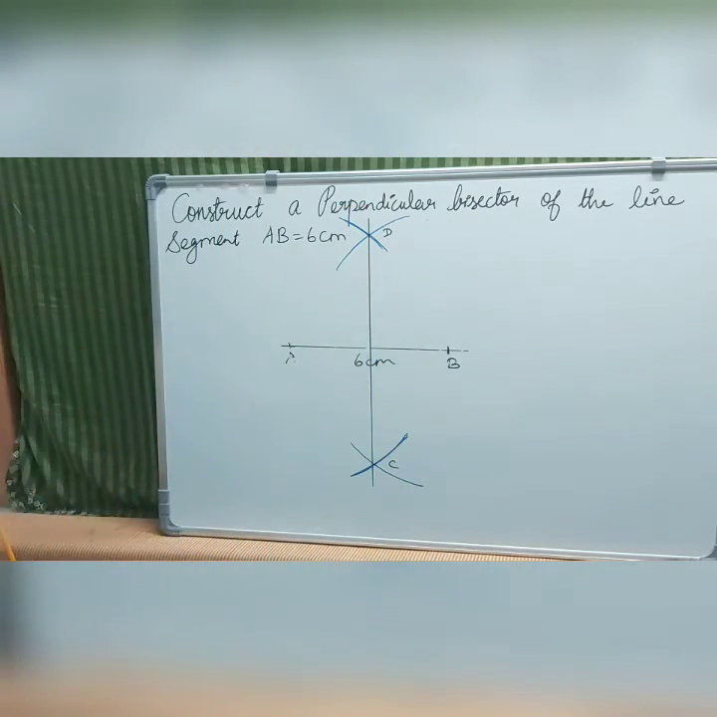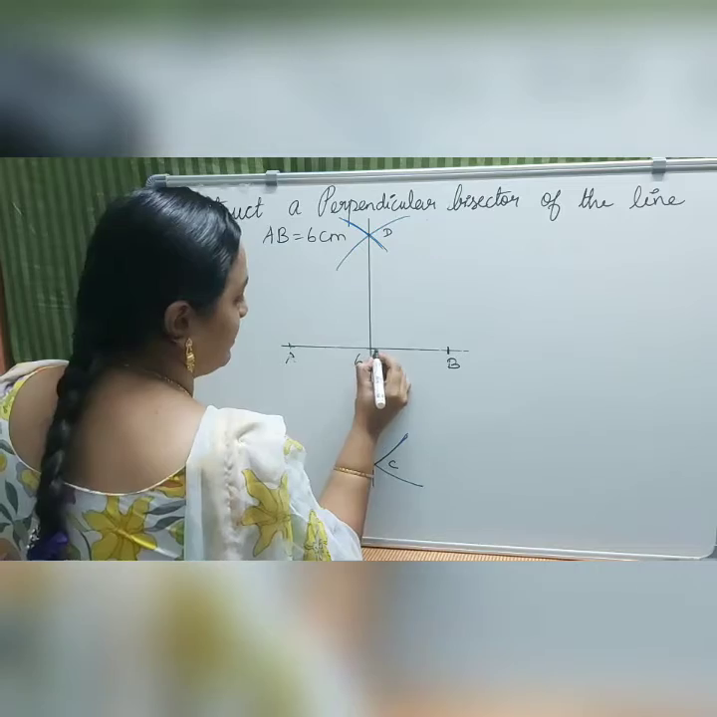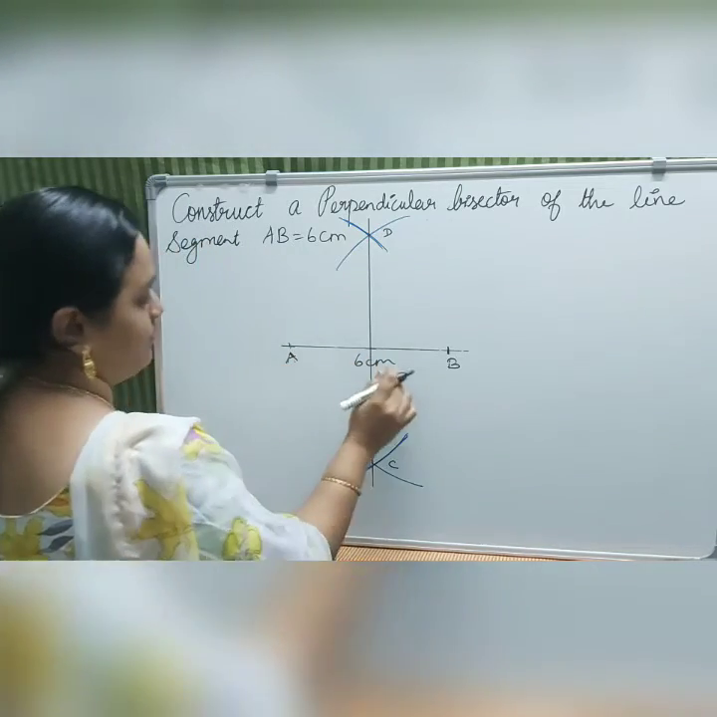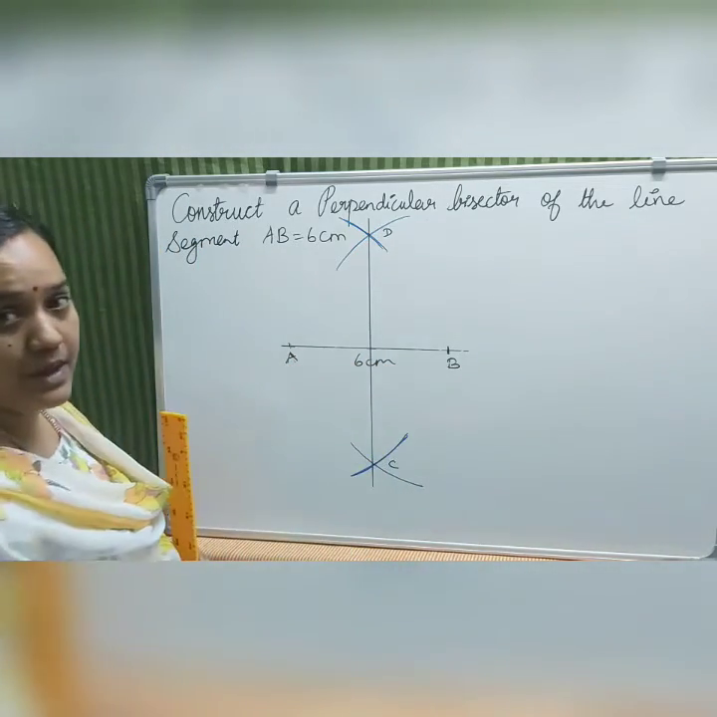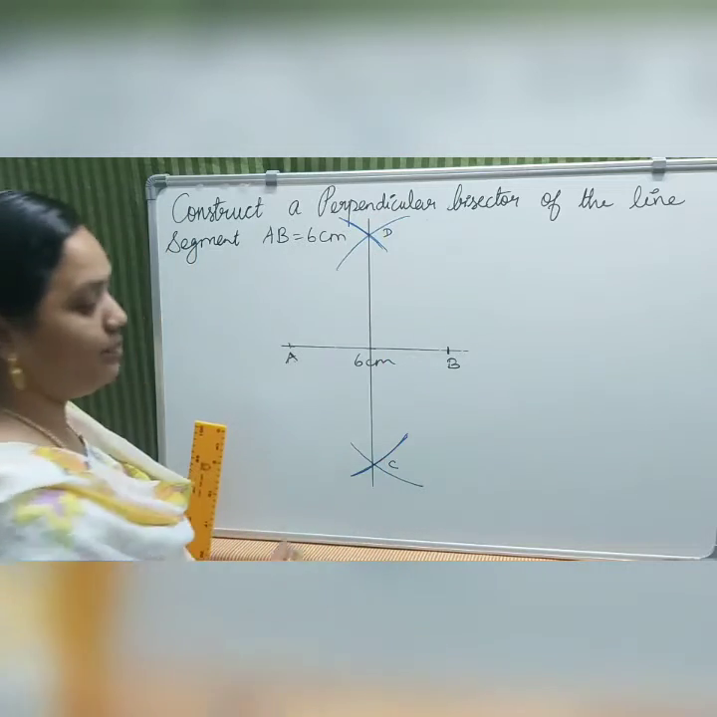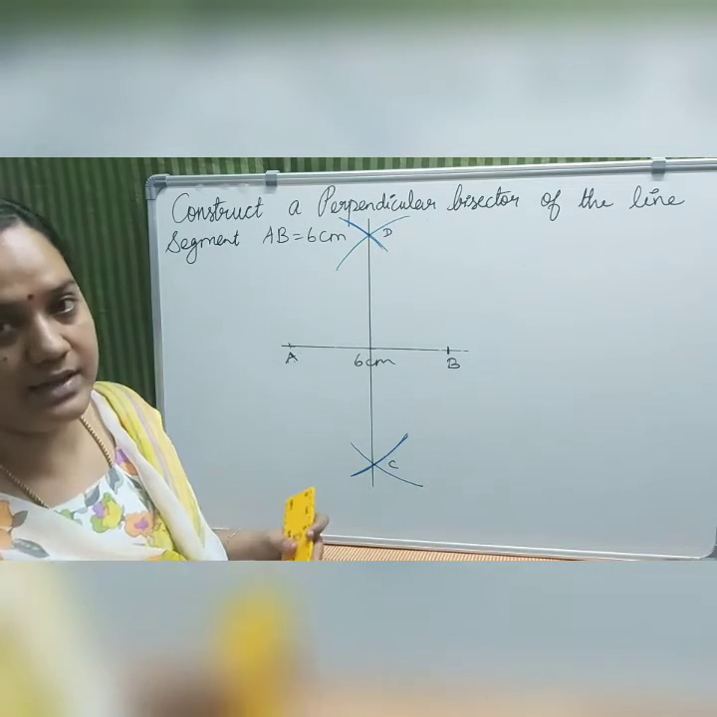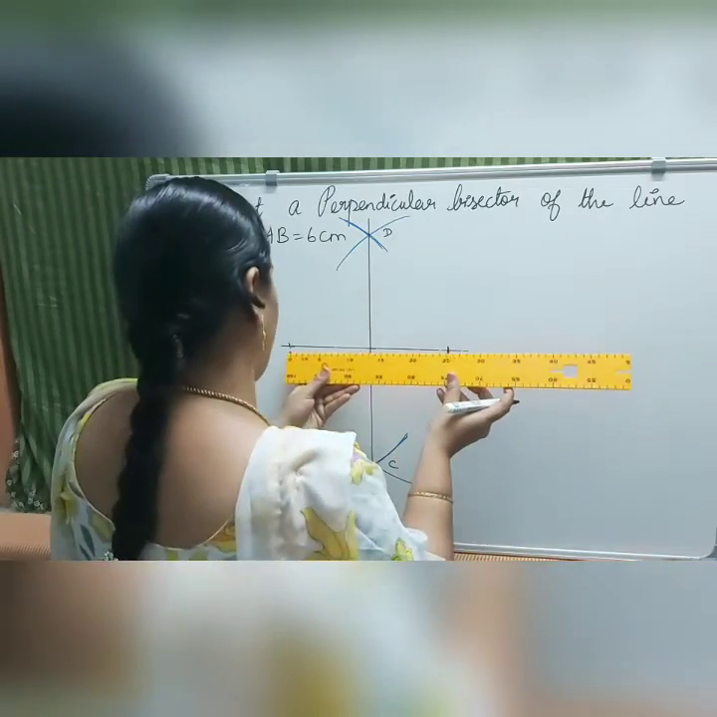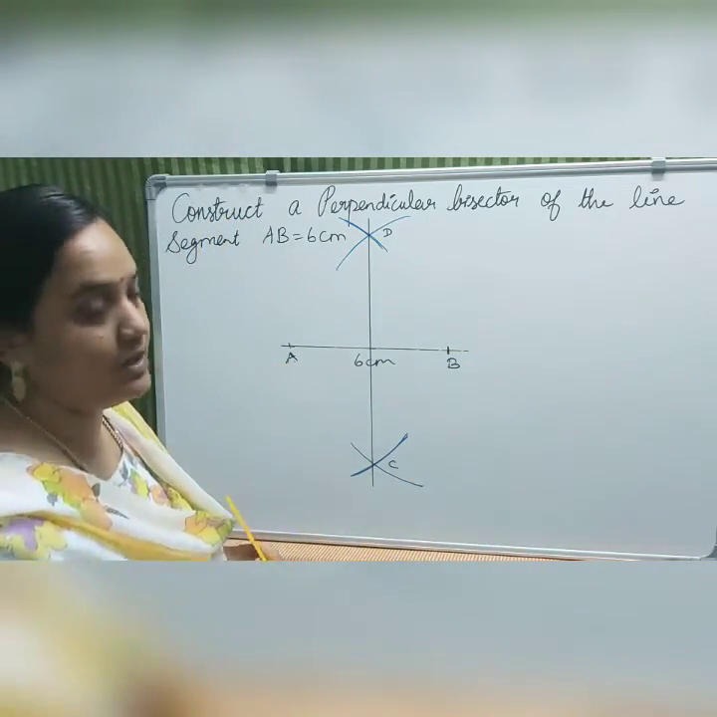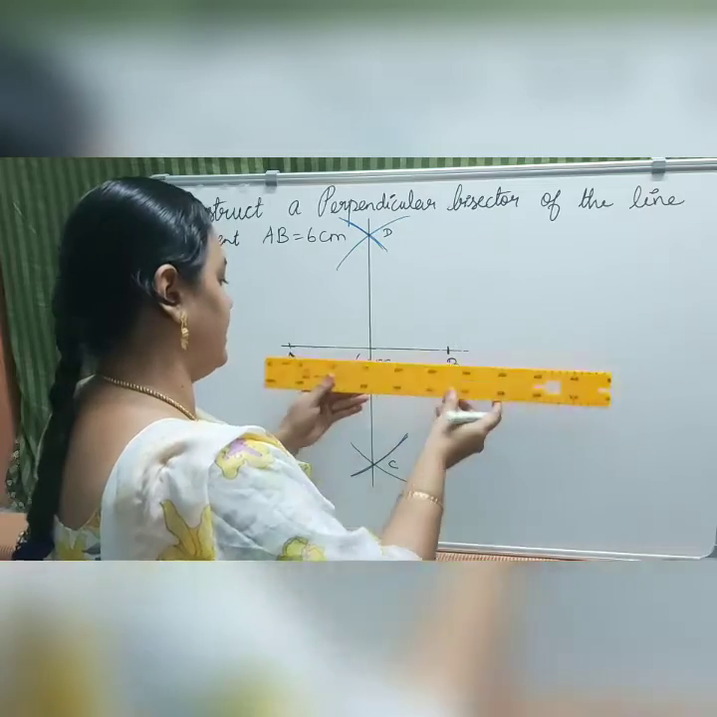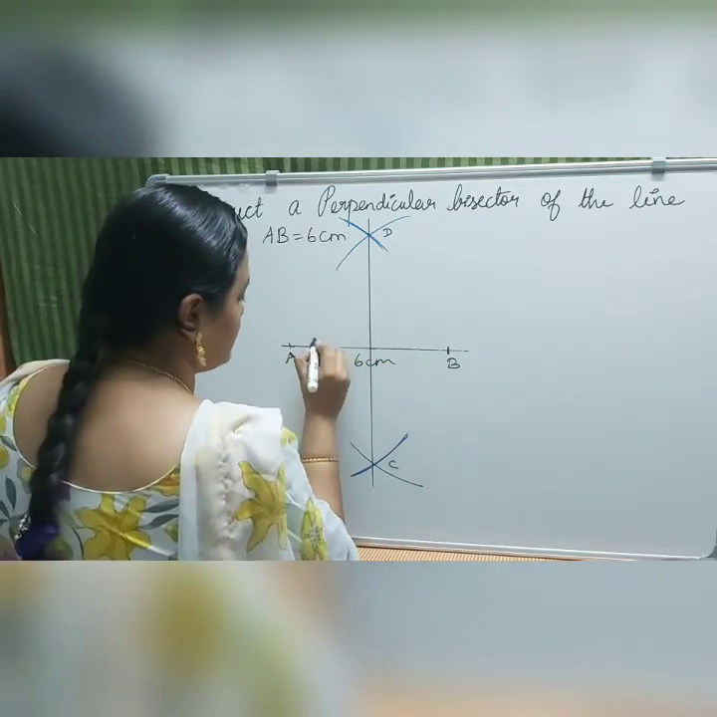Is it clear? So this is your line segment AB and this line is your perpendicular bisector. Okay, you can check this answer by measuring. After finishing this construction, you can measure this part. It will come as 3 centimeter.